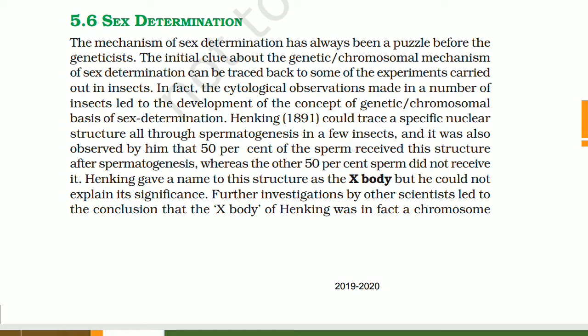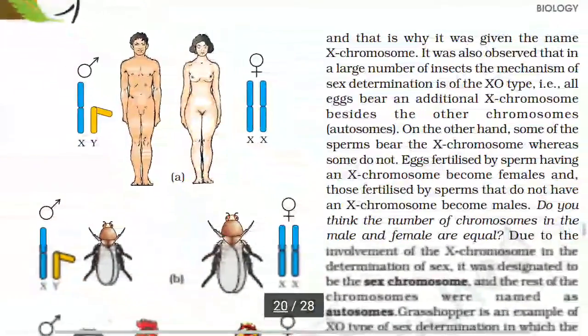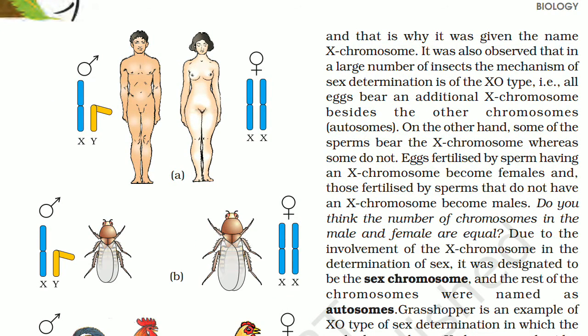Further investigations by other scientists led to the conclusion that the X body of Henking was in fact a chromosome, and that is why it was given the name X chromosome. It was also observed that in a large number of insects, the mechanism of sex determination is of X0 type. That is, all eggs bear an additional X chromosome besides the other chromosomes, that is the autosomes. On the other hand, some of the sperms bear the X chromosome, whereas some do not.